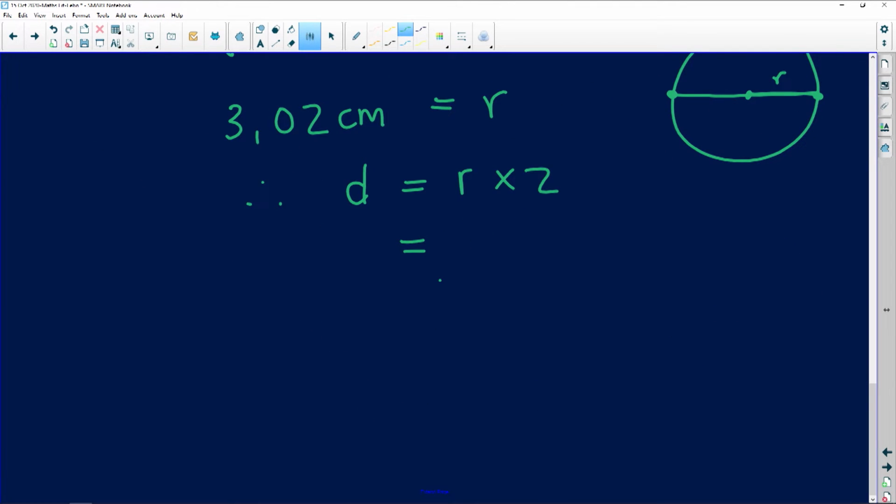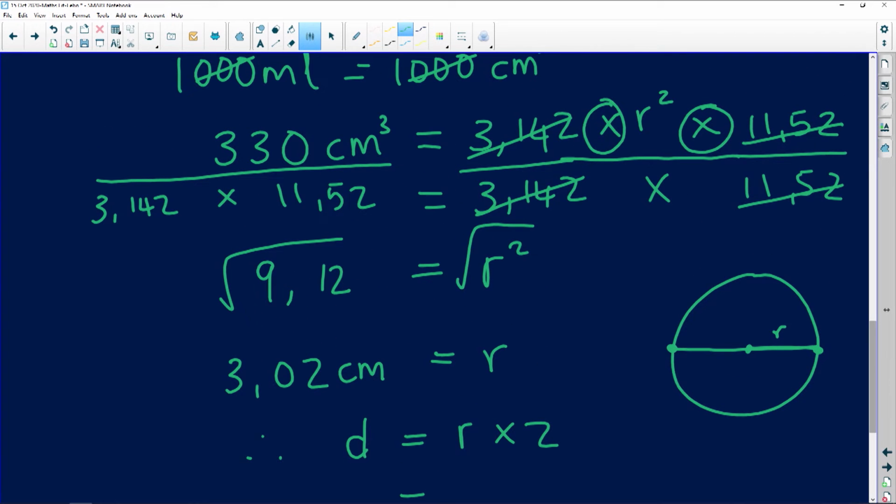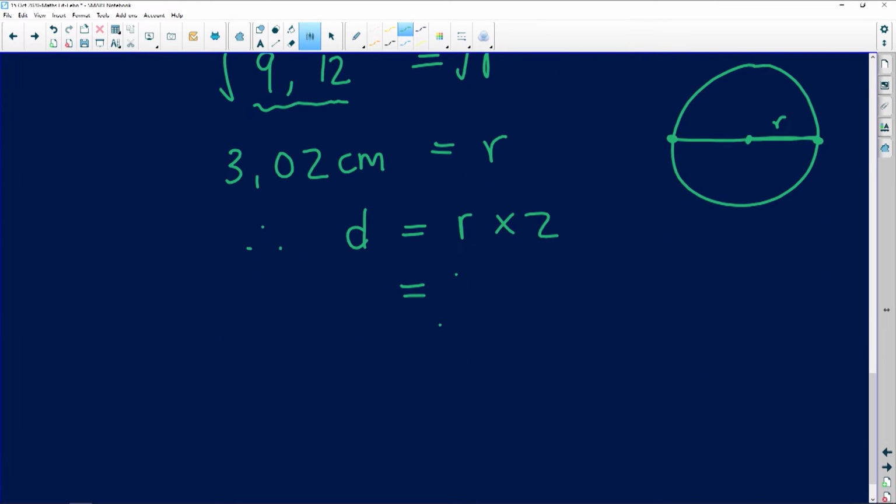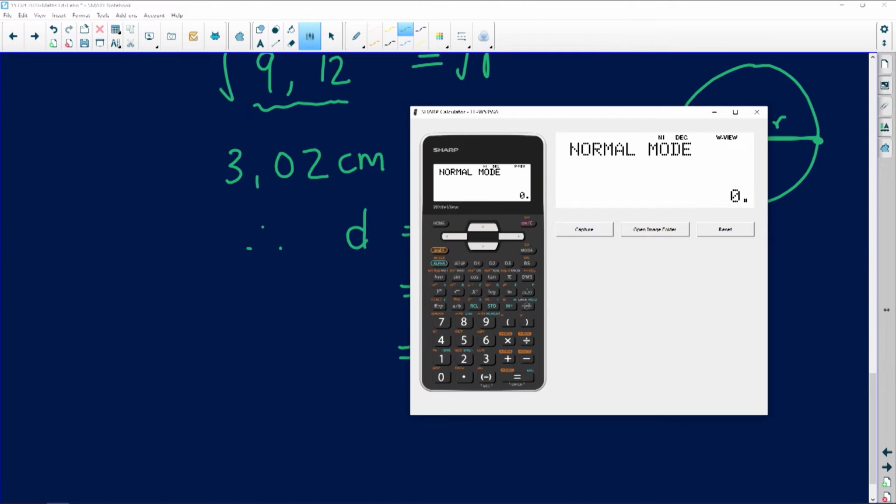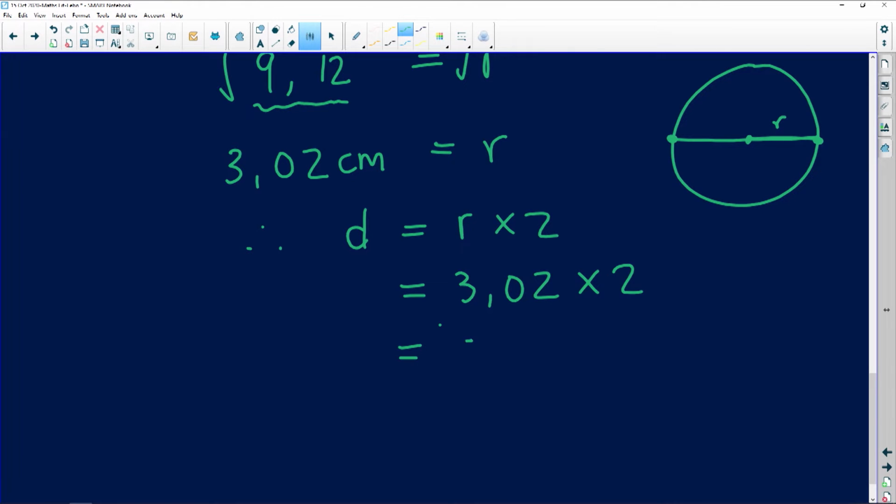Someone else would have said to me, why didn't I leave it as that 9? Because I'm still going to multiply by 2. Will you really get the same answer? Let's go find out. 3,02 times 2 is 6,04. That's my diameter. Let's look at the next set of questions that Tolagele sent us.